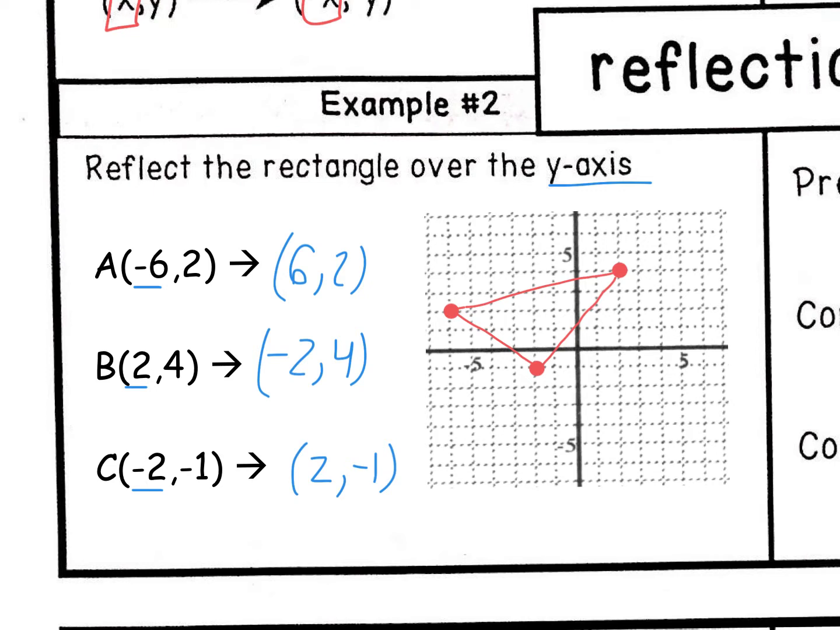Plot them out. 6, 2, -2 and 4. And then 2, -1. Connect our dots to give us our reflected y-axis triangle.